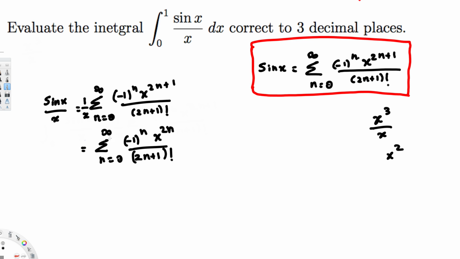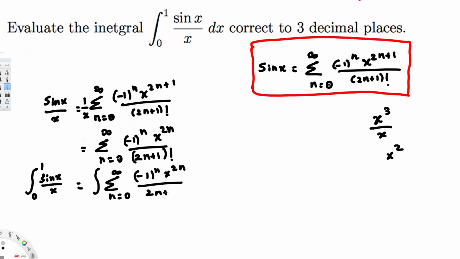Now we have to integrate this one. So if I integrate sin x over x going from 0 to 1, it is the same as integrating this: summation n equals 0 to infinity, negative 1 power n, x power 2n over 2n plus 1 factorial. Now integrating this power series is very easy, because all we have to deal with is this part. The other things are not going to change, only this part we have to integrate.